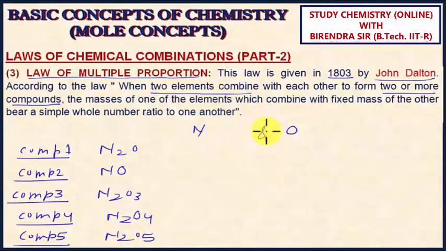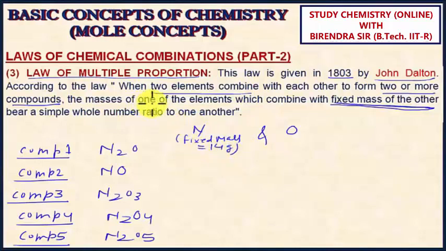Then the law says these two elements combine to form two or more compounds. Then the masses of one of the elements which combine with the fixed mass of the other. So we have to keep the mass of one of these elements fixed when you form these compounds. So if I take nitrogen for fixed mass, you can take any mass, but for the calculation purpose I am taking 14 gram here.